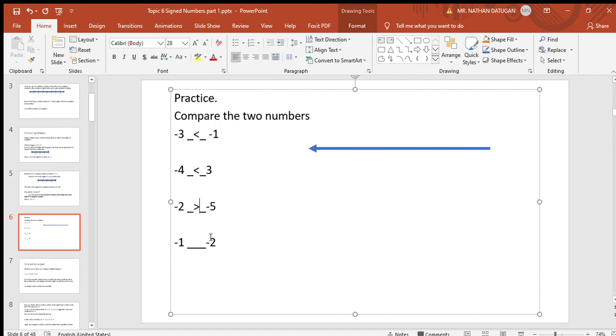Now the last one, -1 and -2. If you draw a number line again, you label -1, -2, -3. You should know that -1 is to the right of -2. That means it is greater than.